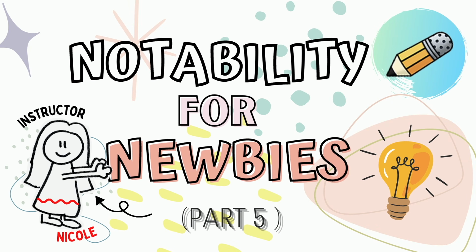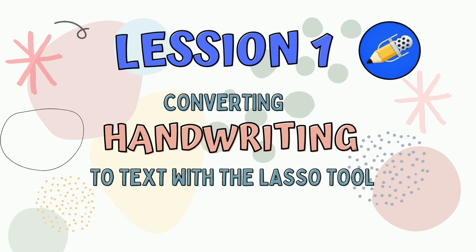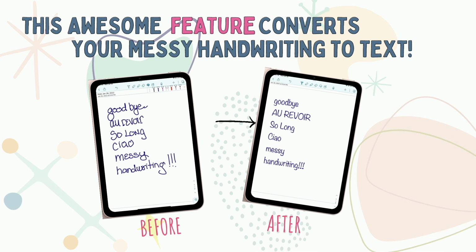Every week there will be a new 2-minute-ish long video that will teach you 3 Notability tips or hacks. Lesson number 1 this week, converting handwriting to text with the lasso tool. This awesome feature converts your messy handwriting into text.